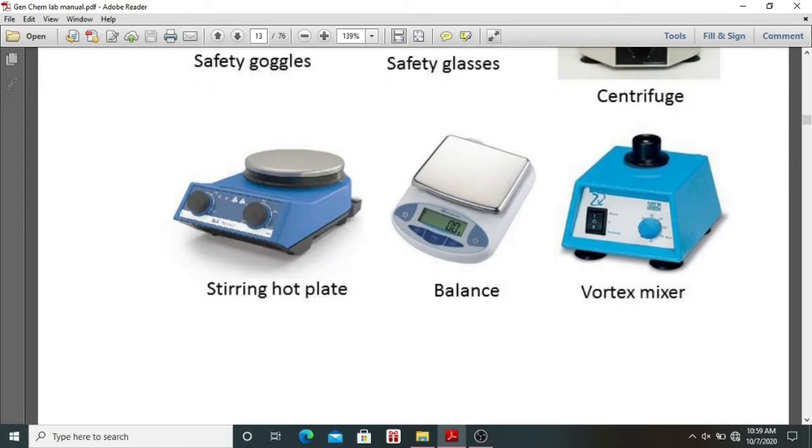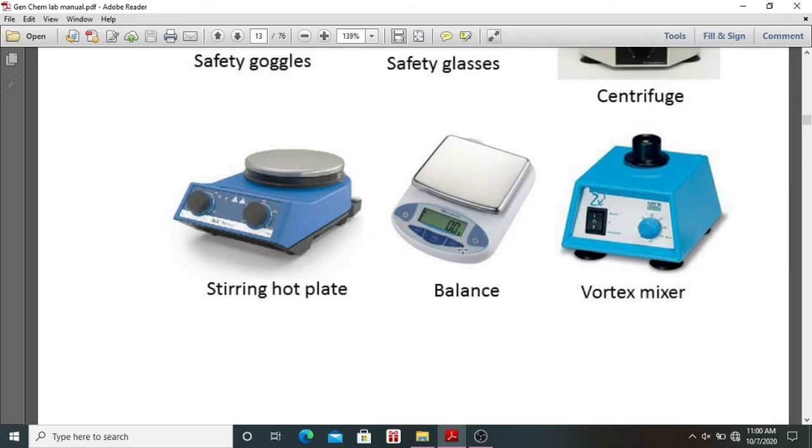Then you have your stirring hot plate. It's a hot plate with a stirrer. If you have your magnetic stirrer, you place your magnetic stirrer inside your glassware. For example, you have a beaker here. Then you have a liquid sample, then you place your magnetic stirrer, then you can use the stirring hot plate to stir. So while heating your sample, you are able to stir your sample also. There's a stirring knob here.